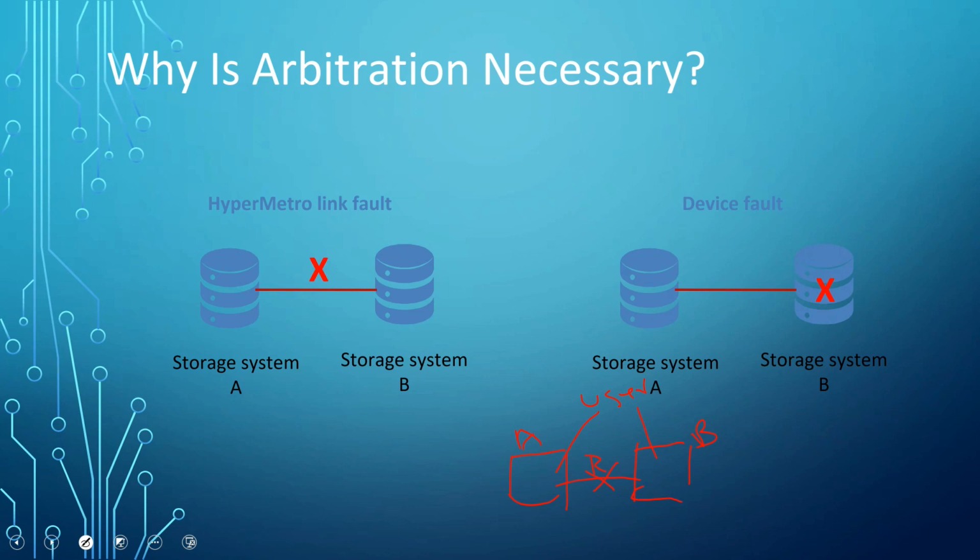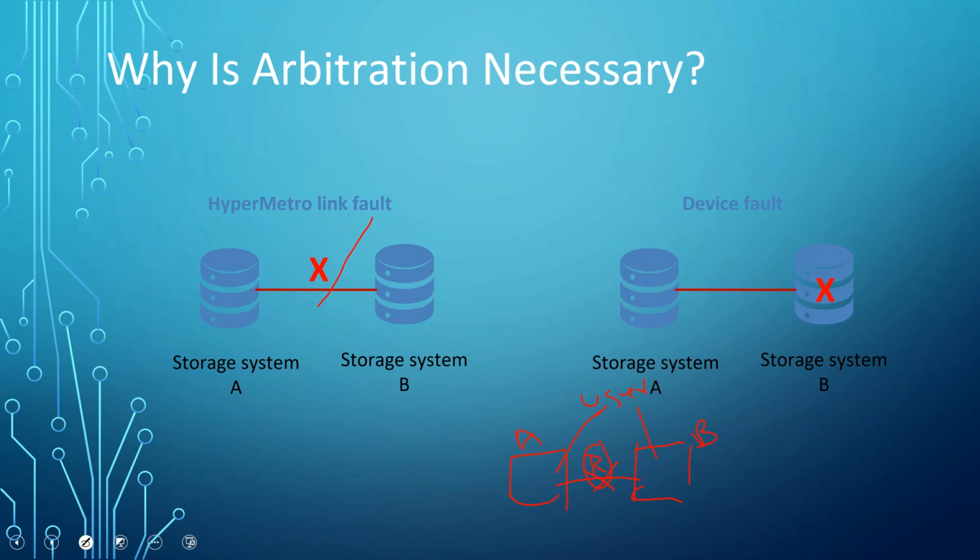In this case, the data may be corrupted, because maybe the user is making some changes here, and maybe some changes here. So both are not aware of each other that the data must be synced with each other. That's why the replication link must be available all the time. So to avoid this corruption, or split brain, we need arbitration. Arbitration is required. It is mandatory, because this is the first scenario.